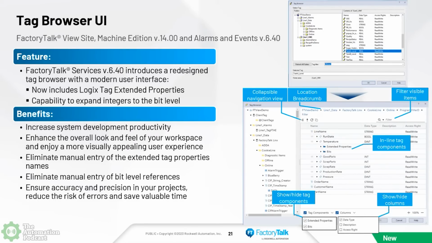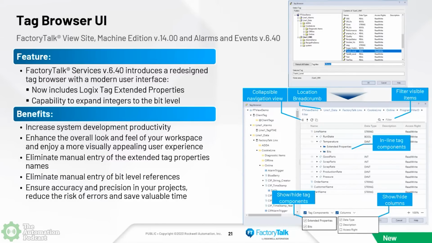All right. One thing I want to talk about is a new tag browser user interface. So Vue SE is now using the FactoryTalk service v6.4, which introduced a new tag browser. And again, sorry for the listeners, this is a lot of visuals, but at the top there is the old tag browser, and down below is the new tag browser. The power behind the new tag browser is being able to now browse to things like Logix's extended tag properties, and also browse to the bit level.